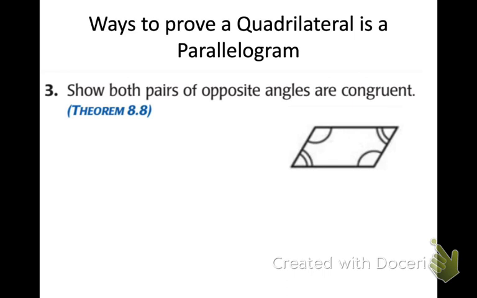Now, number 4, here we talked about consecutive angles being supplementary. That one doesn't quite work as nicely in the proof world because in order to show supplementary angles, you need actual values for your angles to show they add up to 180. So that's never really used in the proof world.